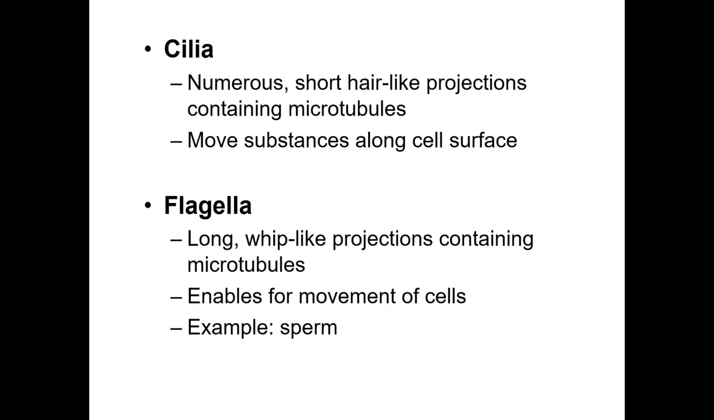And then we have cilia and flagella, and these are two types of items that are used in movement. So cilia are numerous short hair-like projections that contain microtubules, and they help move substances along the cell surface. Then some cells, such as sperm, have what is called a flagella, and this is a long whip-like projection that contains microtubules and basically is almost like a tail, and it enables the movement of that cell.